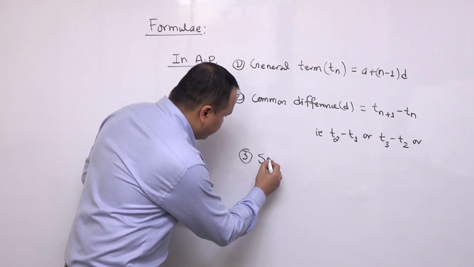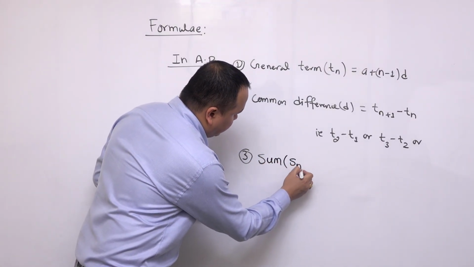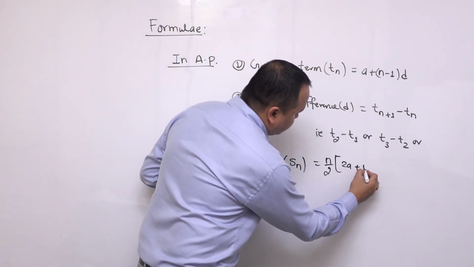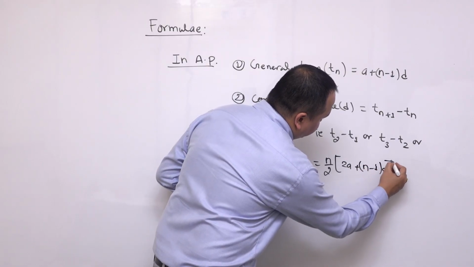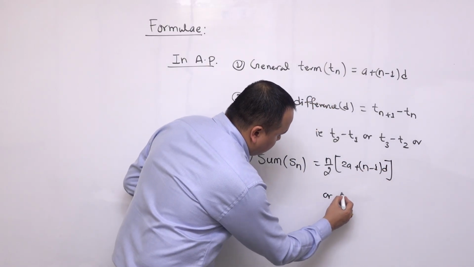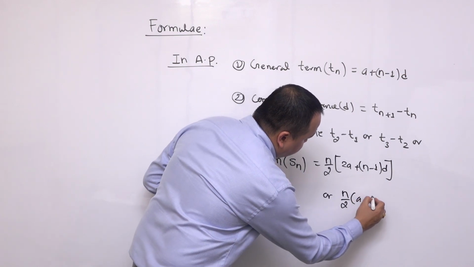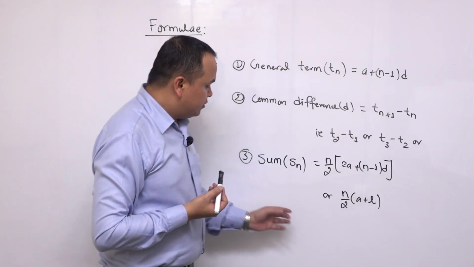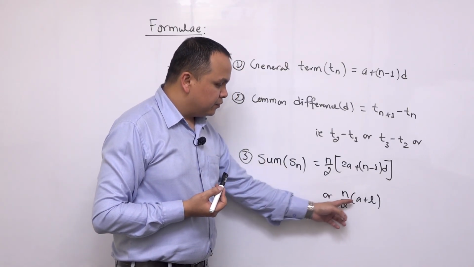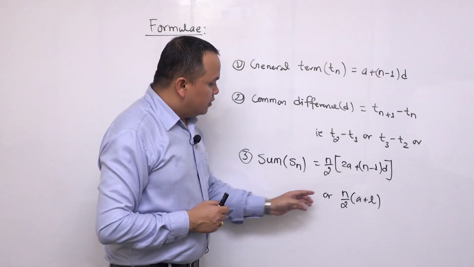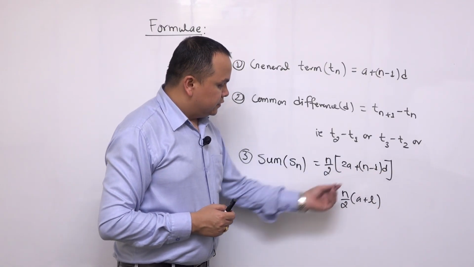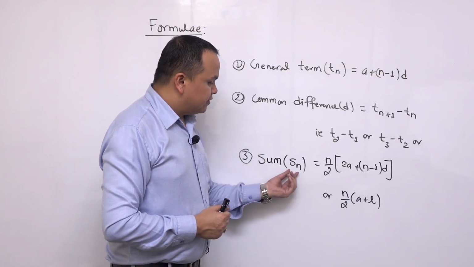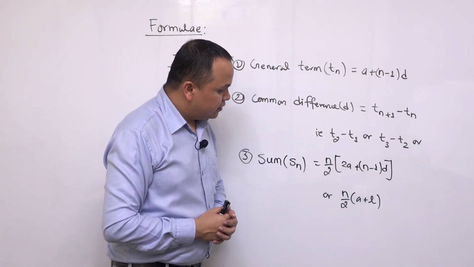C, sum Sn is n upon 2 times 2a plus n minus 1 times d, or n upon 2 times a plus l. When the last term l is given, then we use sum is equal to n by 2 times a plus l. Similarly, when a and d, the first term and common difference, are given, then we use sum Sn is equal to n by 2 times 2a plus n minus 1 times d.